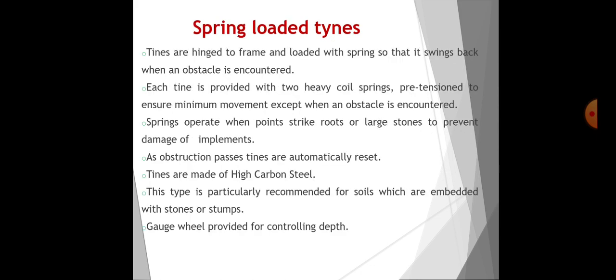Next, we see the spring loaded tines. Tines are hinged to the frame and loaded with a spring so that they swing back when an obstacle is encountered. Each tine is provided with two heavy coil springs pre-tensioned to ensure minimum movement except when an obstacle is encountered. The springs operate when points strike roots or large stones to prevent damage to the implement. As obstructions pass, tines are automatically reset. Tines are made of high carbon steel. A gauge wheel is provided for controlling the depth.